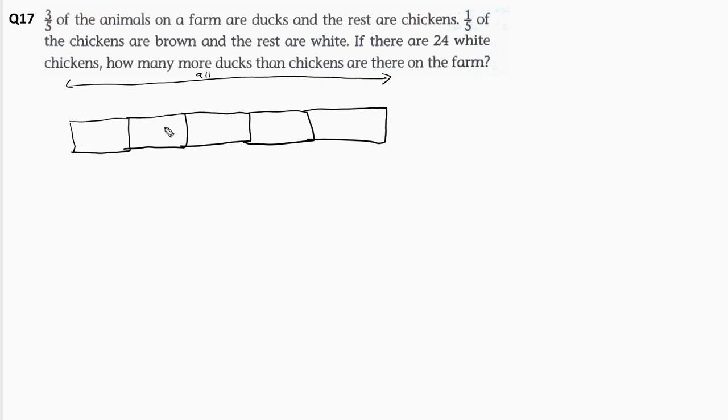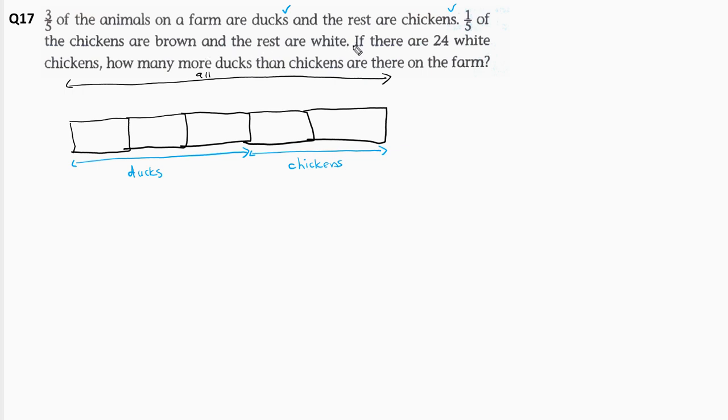So this is 1, 2, 3. Ducks. All right, so far so good. I've got that piece of information captured, and the rest are chickens. So these are chickens. Right, I've got that. Now we're told that 1/5 of the chickens are brown and the rest are white.